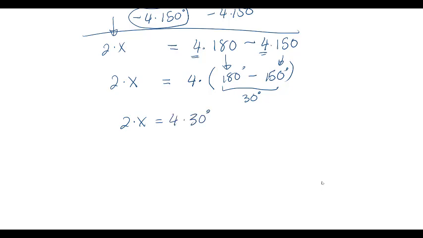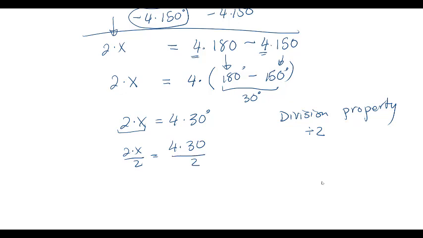Now our next step, again, before we actually multiply, let's use the division property. When we use the division property, we're doing that in order to simplify the term here on the left that has a coefficient. So let's divide by 2. So we have 2 times x divided by 2 equals 4 times 30 divided by 2. Okay, let's do some simplification. The 2 and the 2 here, so 2 halves just cancel, right? So we have x equals.